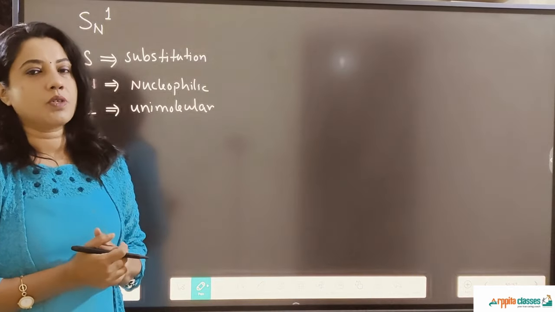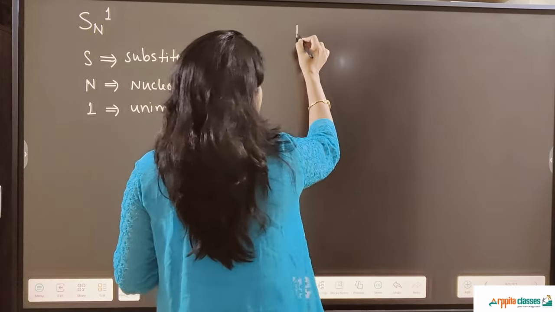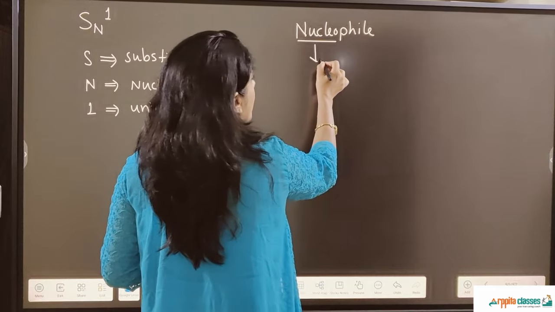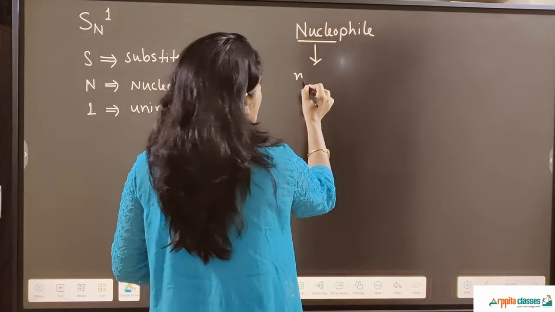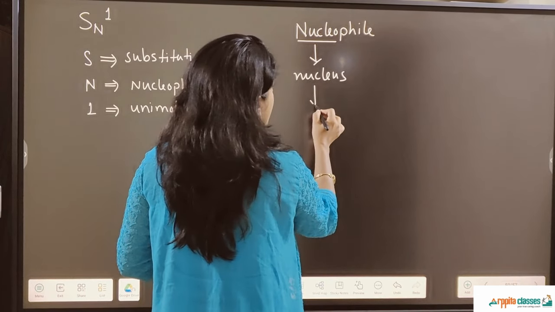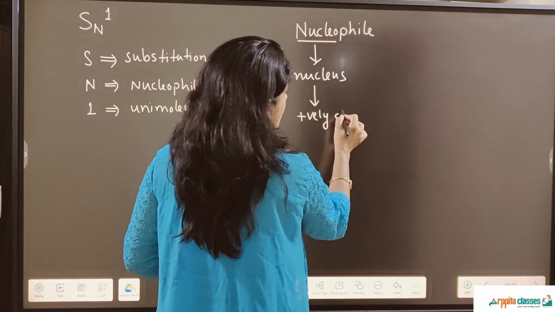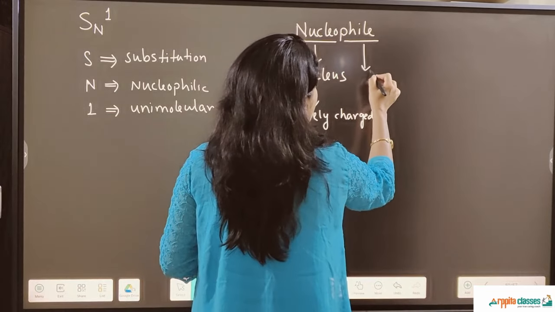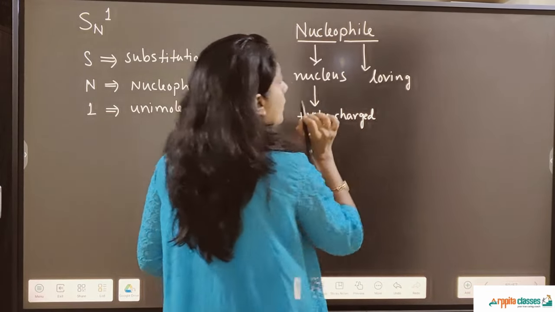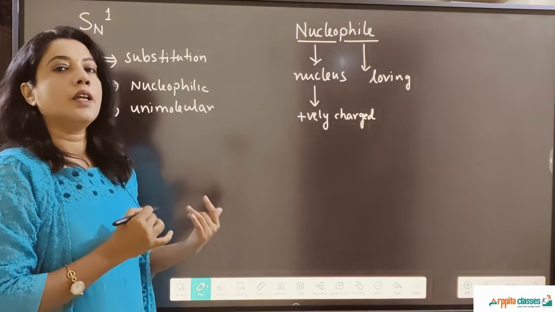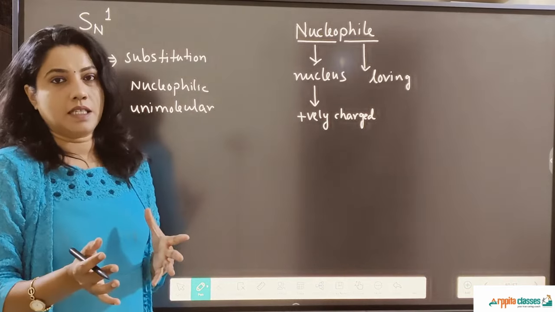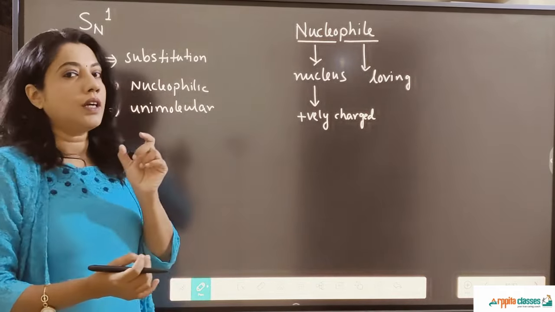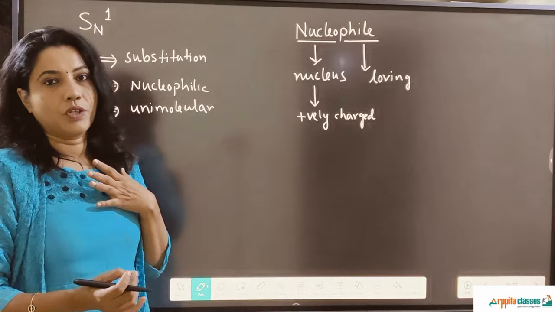Now what is a nucleophilic substitution reaction? To understand that, first we will understand what a nucleophile is. The word nucleo is related to nucleus, and here nucleus means positively charged. Phile means loving. So anything which is positively charged loving is a nucleophile. So any species which is a nucleophile, a positively charged loving species, should be either negatively charged or electron rich.